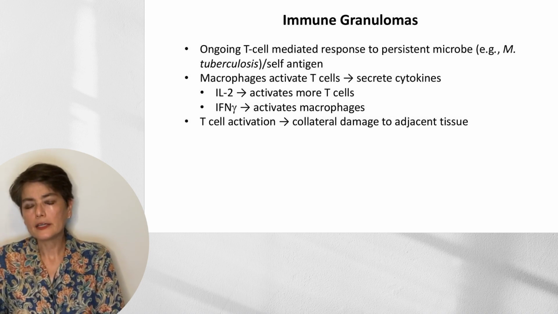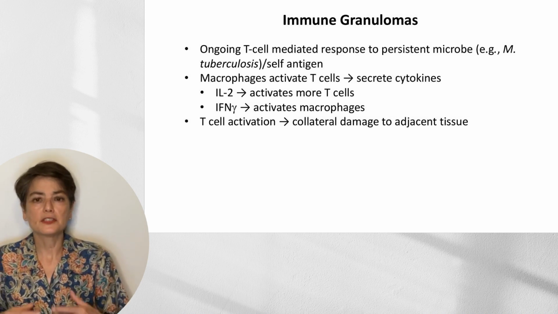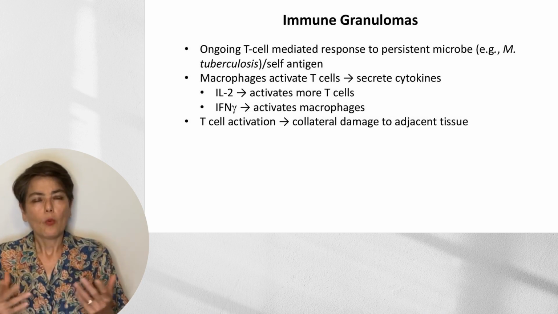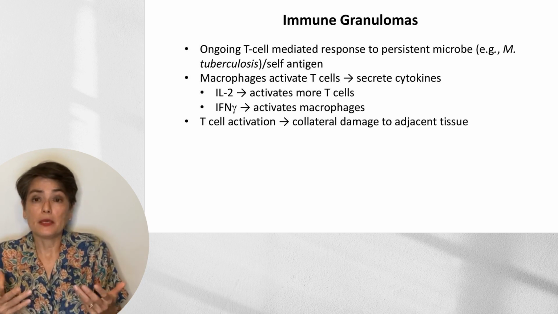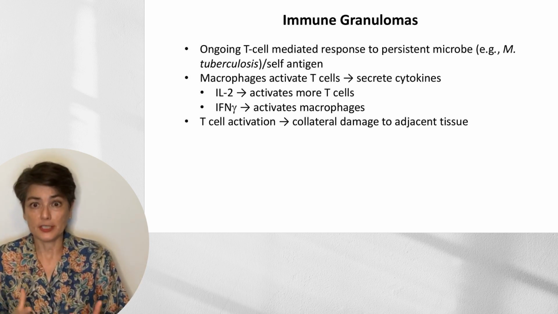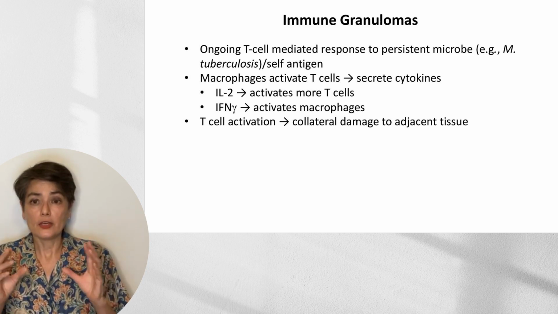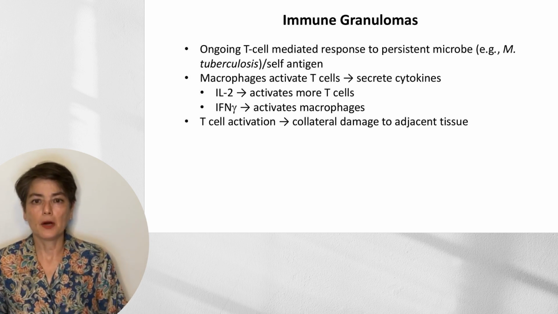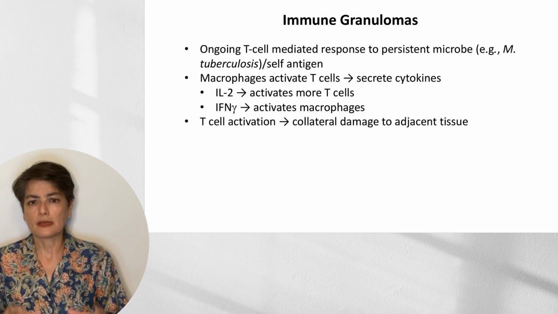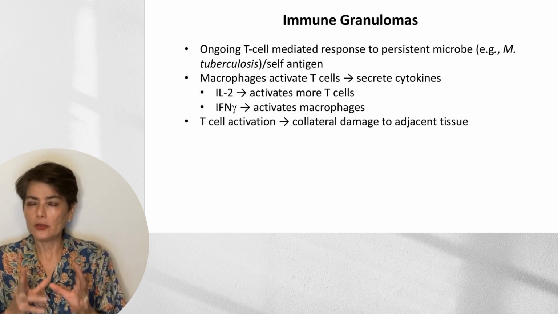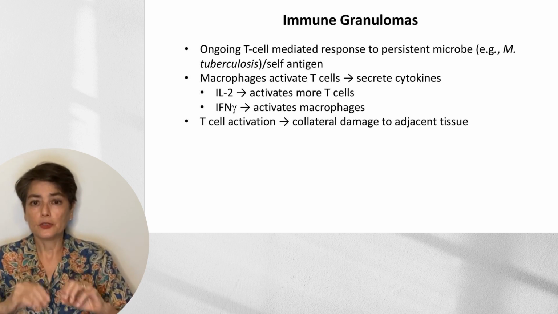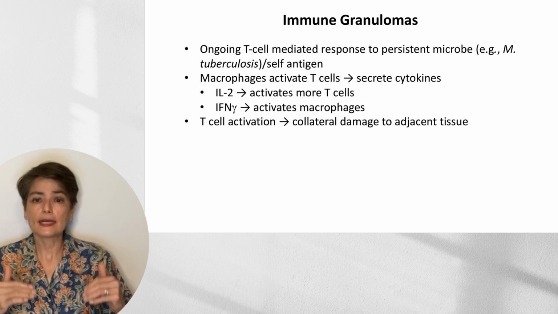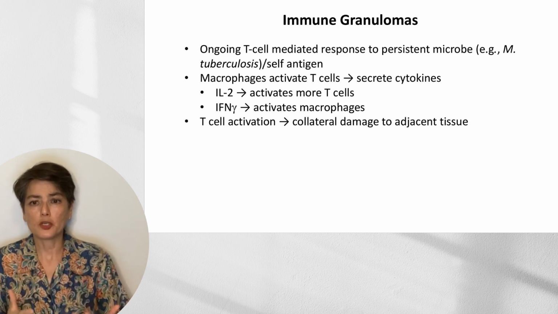So this is going to be an ongoing T-cell mediated response to a persistent microbe, such as Mycobacterium tuberculosis, or self-antigen. Why self-antigen? Well, self-antigen is going to be persistent because you're made up of self-antigen. And so if you are having an autoimmune response, then your cells are constantly looking and seeing self and having an immune response. And what happens in immune granulomas is that macrophages are going to activate T cells, and those T cells are going to secrete cytokines. And those cytokines, such as IL-2, are going to activate more T cells, or interferon gamma, activate macrophages. So you have this self-perpetuating cycle.